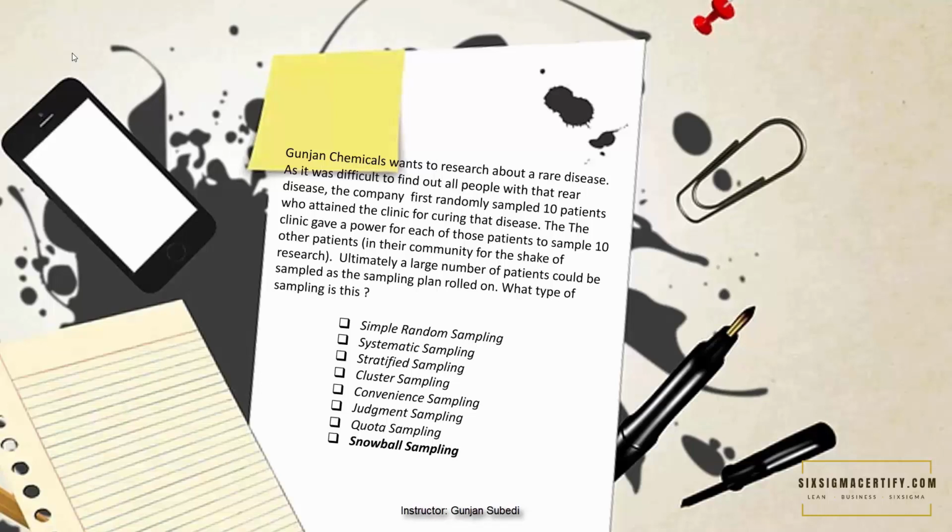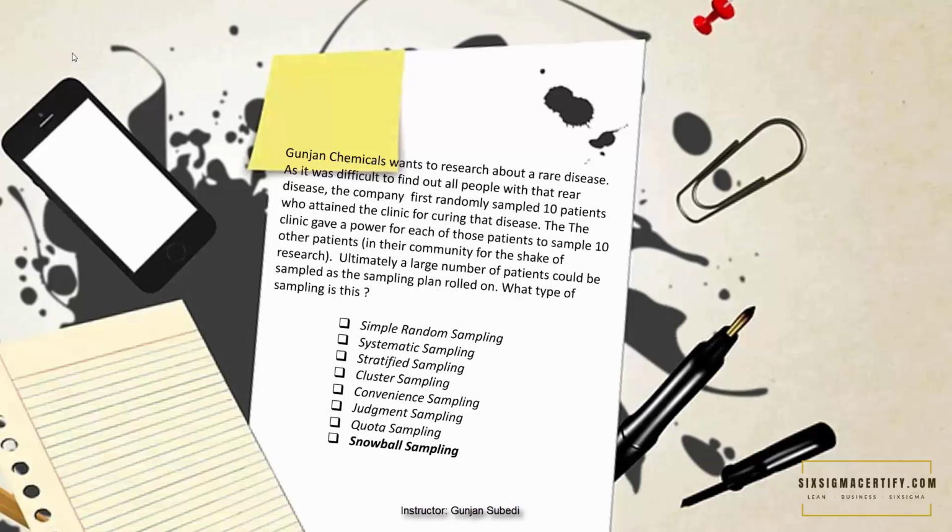So basically what is happening here is, as we have very less number of members or items to be selected for sampling, what we did was we sampled 10 items first, or in this case 10 patients, and those 10 patients whom we sample other 10 patients. So it was like multi-level marketing in sampling. So ultimately a large number of patients could be sampled. I hope that you have found the correct answer to this question.